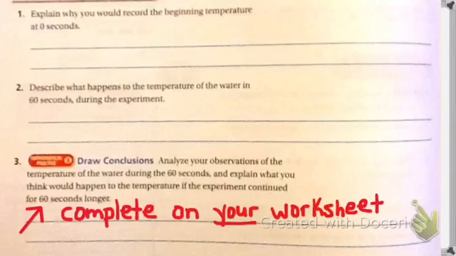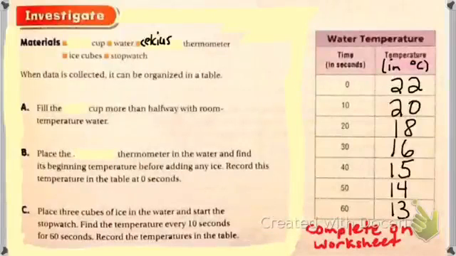So it says analyze, which is look at, think about your observations of the temperature of water during the entire 60 seconds. And explain what you think would happen to the temperature if the experiment continued for 60 seconds longer. So I stopped my experiment at 60 seconds. What happened if I continued and said 70, 80, 90, 100, 110, 120 seconds? How do you think the temperature of the water would change?